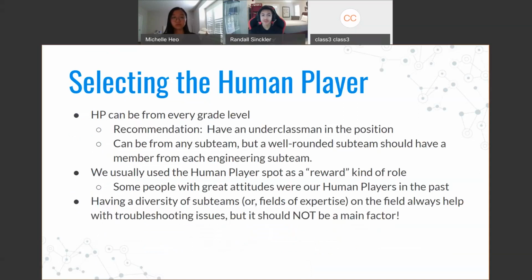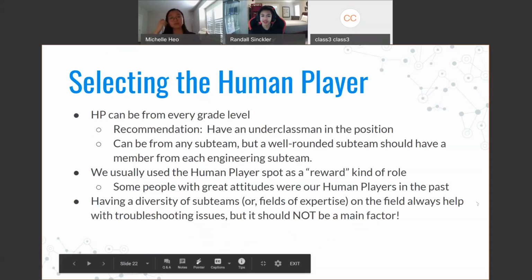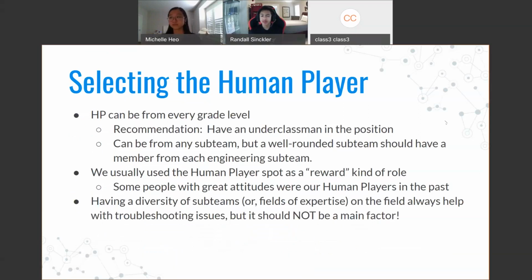So next, I'll briefly discuss how we select our human player and our technician, starting with the human player. Human players can be any grade level and experience isn't much of a factor. On our team, we use the human player position as a reward for those members that have the best attitudes. We also like to have a variety of sub-teams on our drive team, although sub-teams should not be a factor in selecting driver and co-driver.